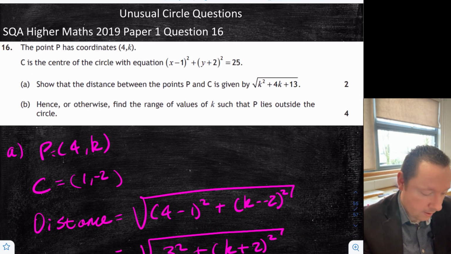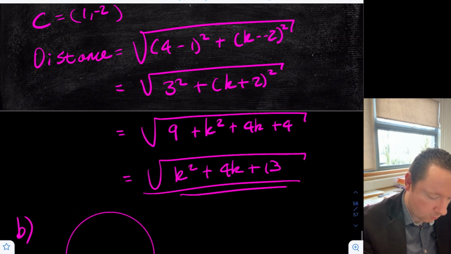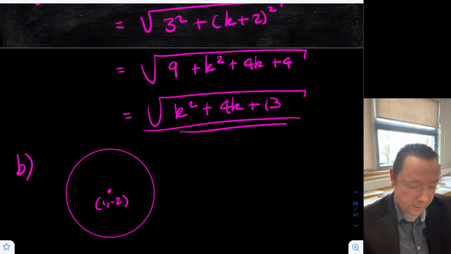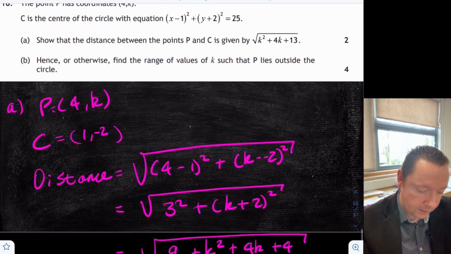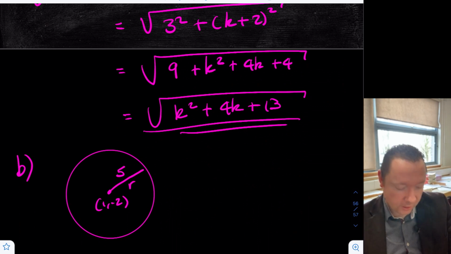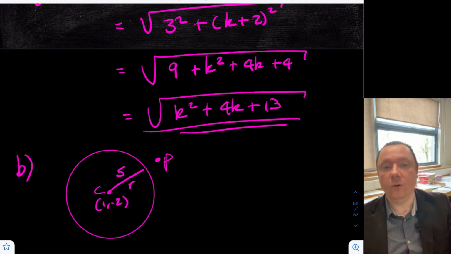Part B says, hence or otherwise find the range of values of k such that P lies outside the circle. So let's draw a little picture for this. We've got a circle and the centre of that circle is 1, minus 2. And we can look to see what the radius is. We know the radius is 5, the square root of 25. So that distance is 5, that's our radius. So if P is outside the circle, then clearly the distance between the centre and P must be bigger than 5. It has to be over 5.